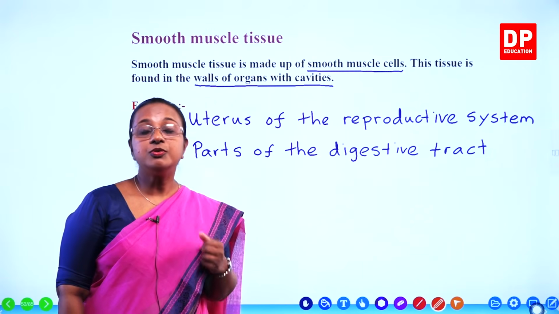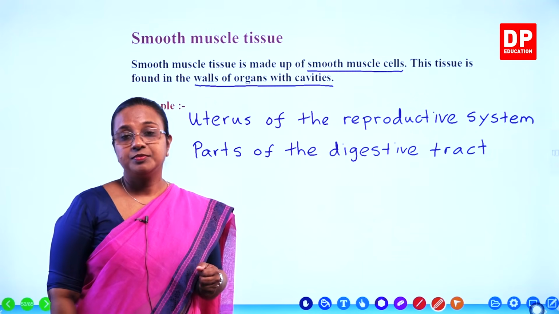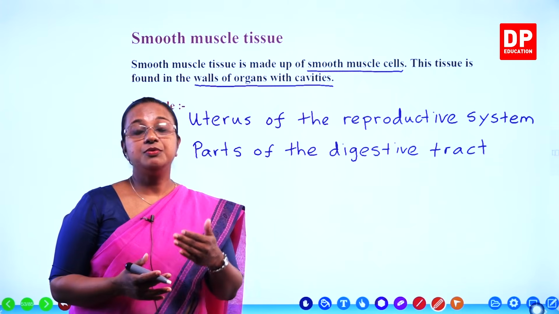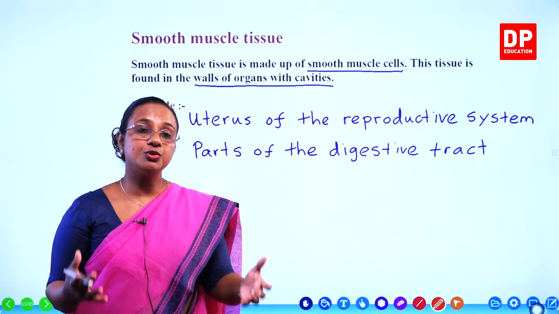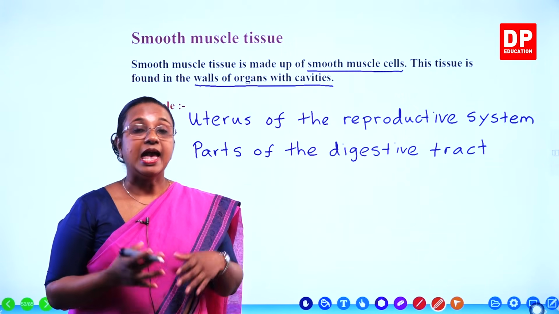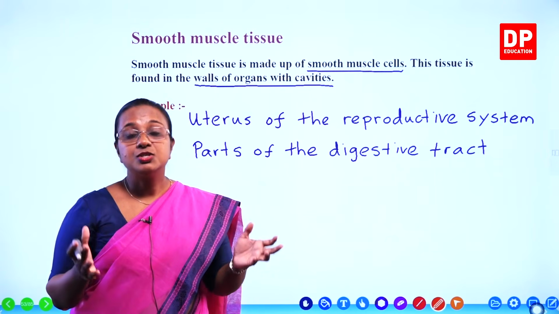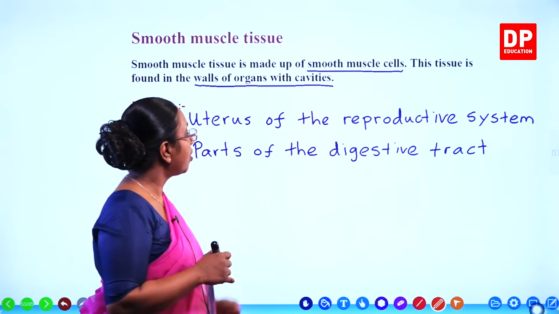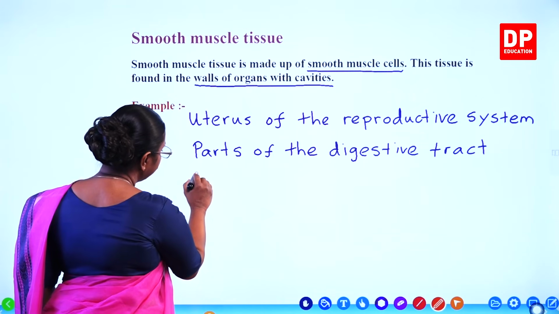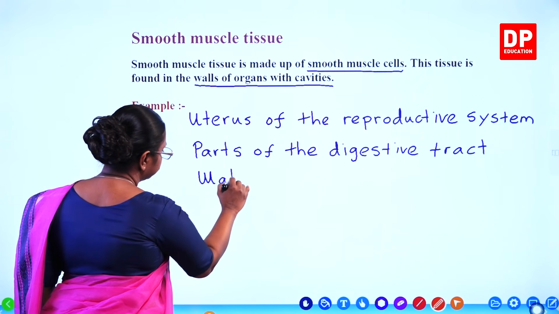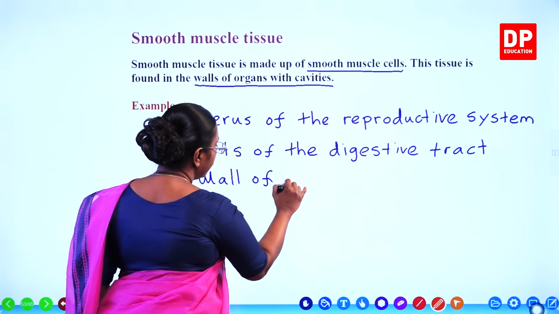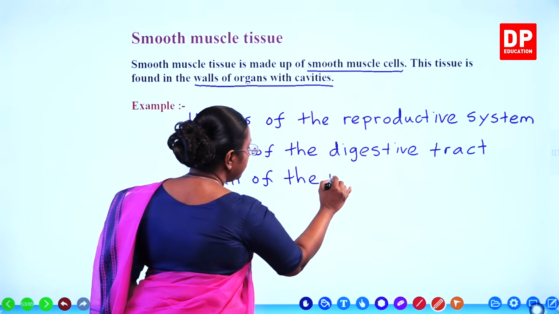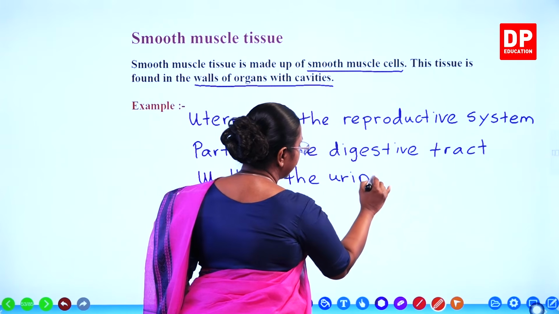Then the urinary bladder. We discussed before, the urinary bladder stores urine temporarily, and this has smooth muscle in its wall. So the wall of the urinary bladder.